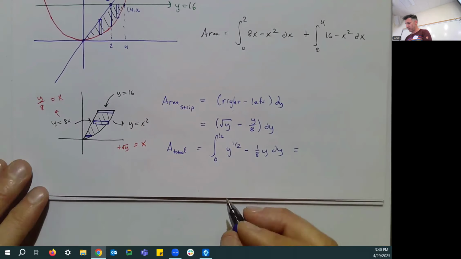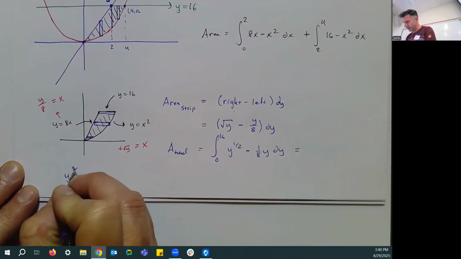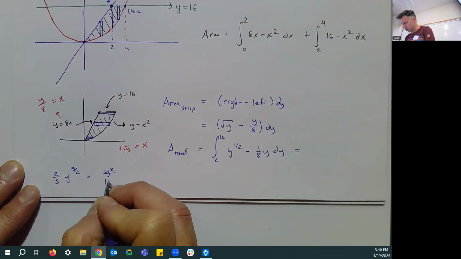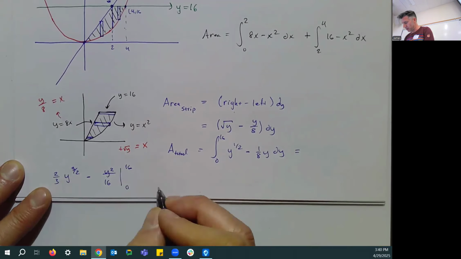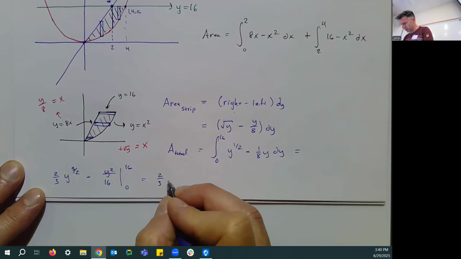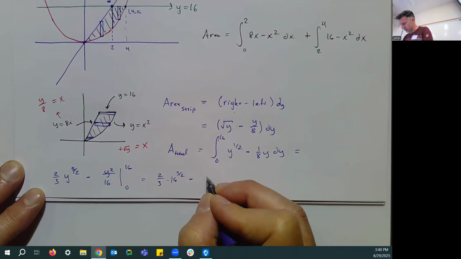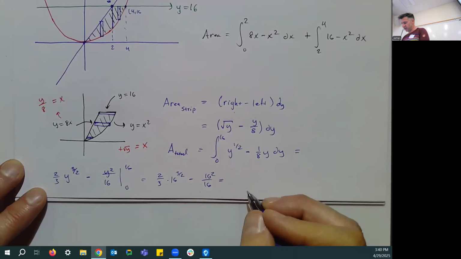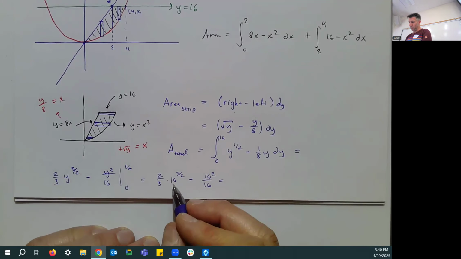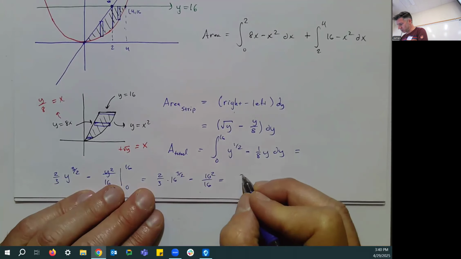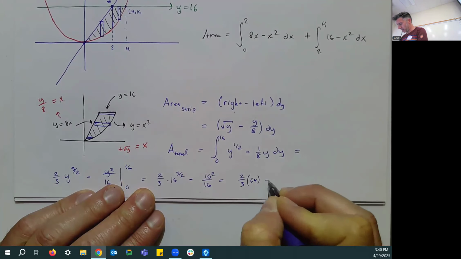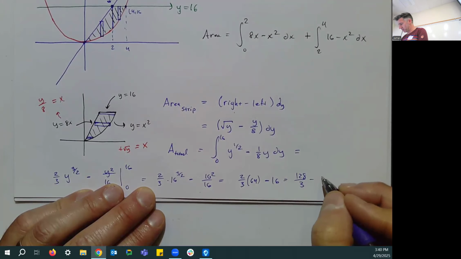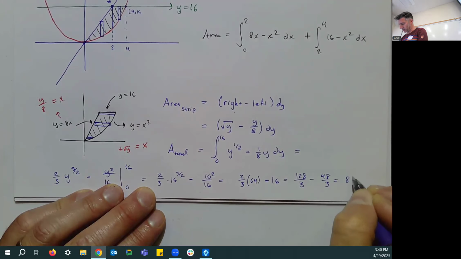That said, if we do this, we're going to get y to the 3/2 divided by 3/2 minus y squared over 8 times 2, evaluated from 0 to 16. So we're going to get 2/3 times 16 to the 3/2 minus 16 squared over 16 minus 0. And we can simplify that. 16 to the 3/2 is 4 cubed, which is 64. So we're going to get 2/3 times 64 minus 16. So that's 128 thirds minus 3 times 16, which is 48 thirds. So we get 80 thirds.